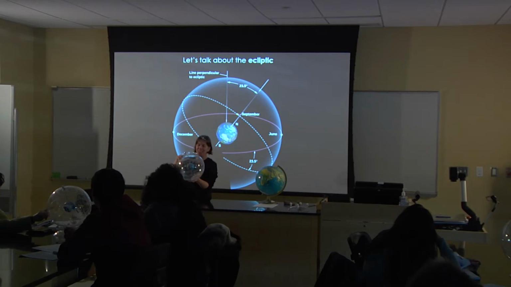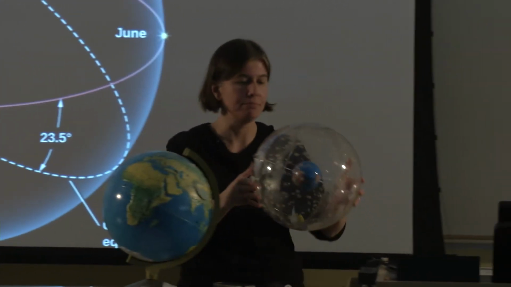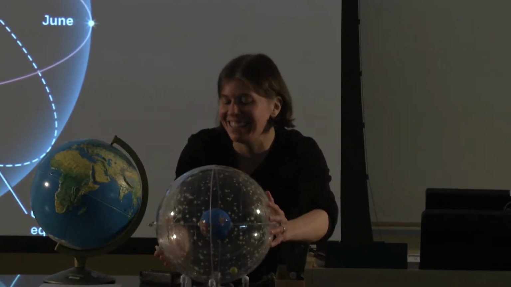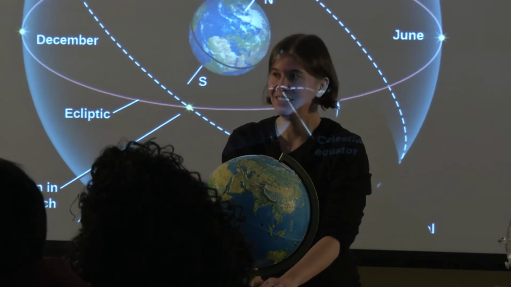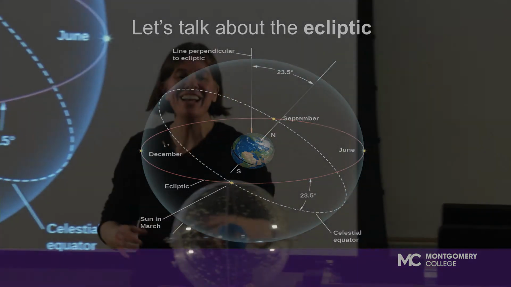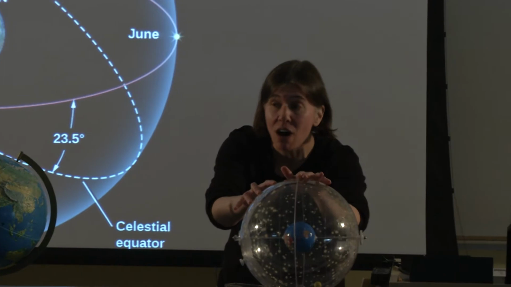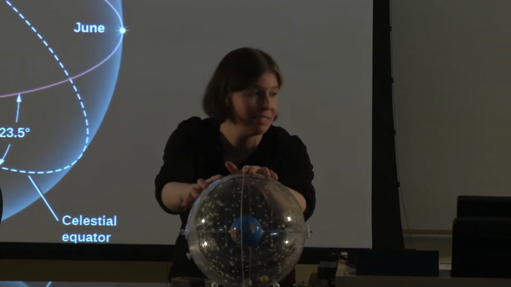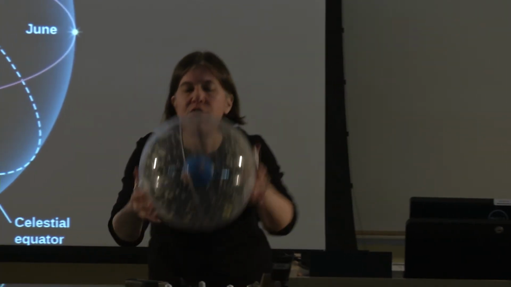Does anybody have any idea why it would be tilted relative to the celestial equator? Yes, exactly. Earth is tilted, right? You guys know by how much Earth is tilted? Oh, it's on here. Yeah, 23.5 degrees, right? So this dotted line is 23.5 degrees off of the celestial equator, right? Yeah.